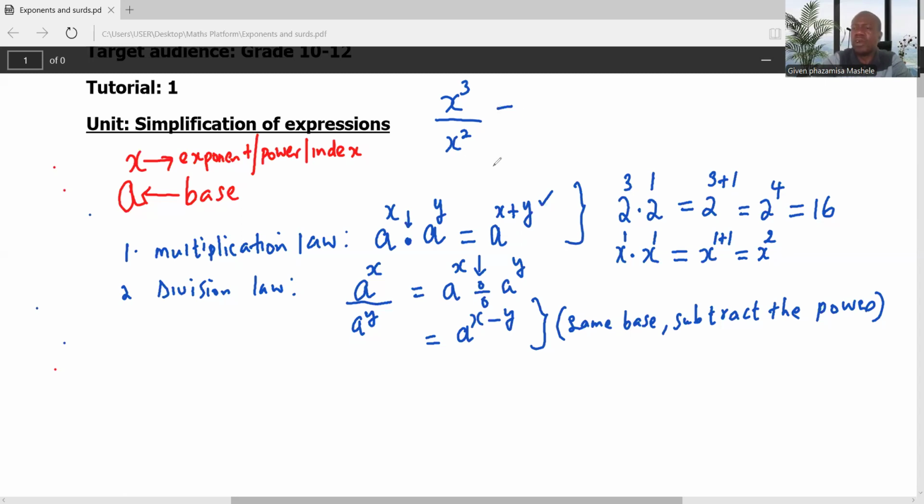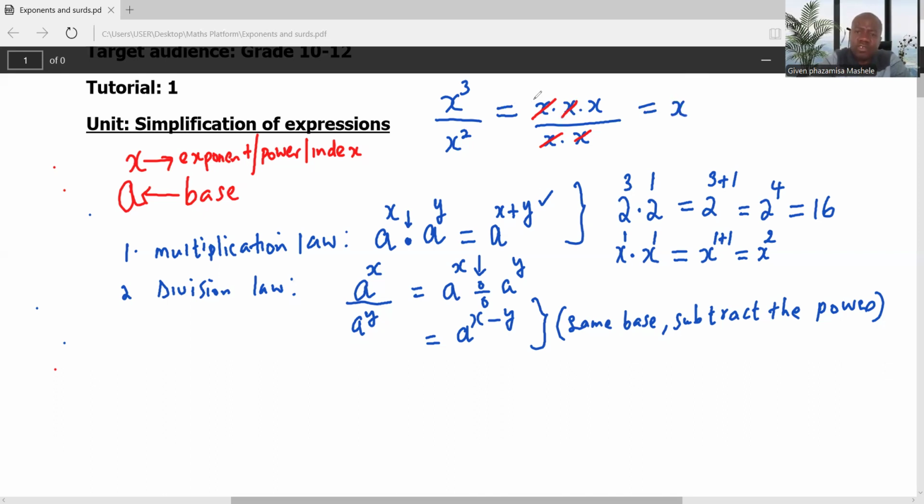If we can recall from grade 8 to grade 9, x to the power of 3 is the same as x multiplied by x multiplied by x, divided by x multiplied by x. You can see that the x and the x will divide, and the x and the x will divide, and we're going to remain with x. So x is the answer.